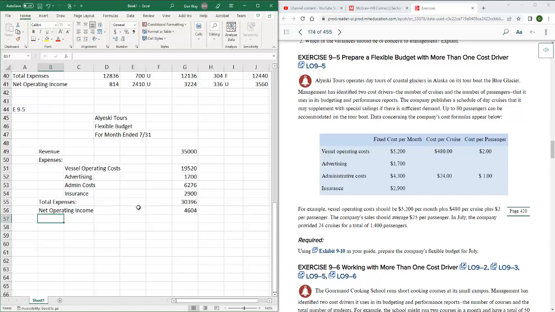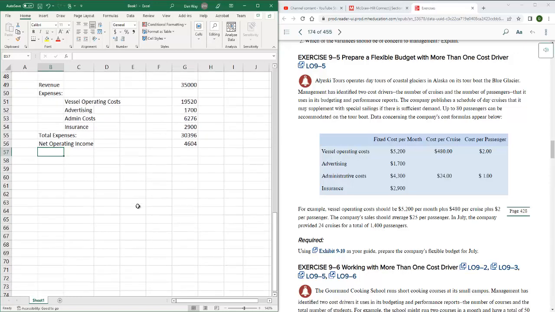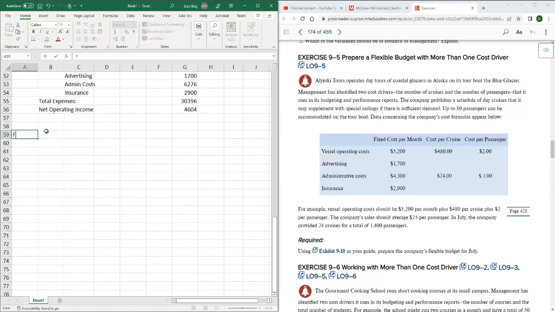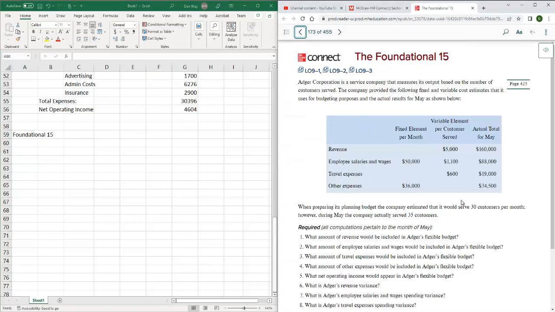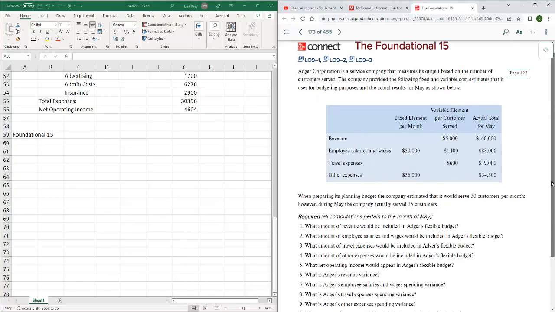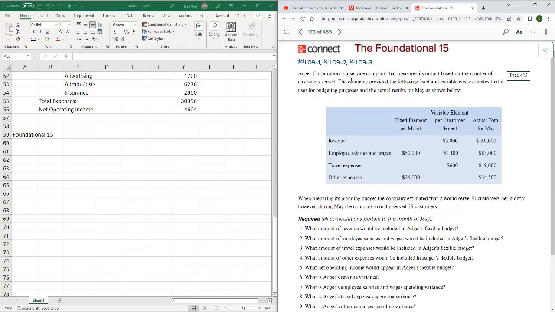Okay, that really does cover the main components of Chapter 9, the big ticket items, but I am going to work through the foundational 15 for this chapter as well. So if you feel like you need a little more practice, by all means, stay with me here. The foundational 15 at the back of your chapter before the exercise is also plugged into Connect, if you want to look at it there.